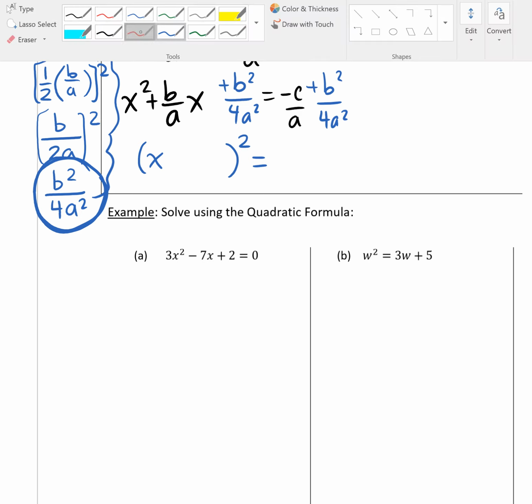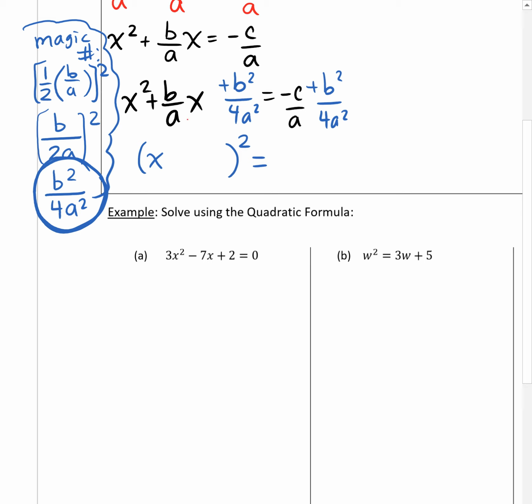Remember, the thing that goes in the parentheses with x is going to be half of the coefficient of x. Half of b over a, we actually found it sort of halfway through our magic number calculation. It was this b over 2a. So b over 2a must be half of the coefficient of x, so that'll go in the parentheses. So we've got the factorization of the left side.